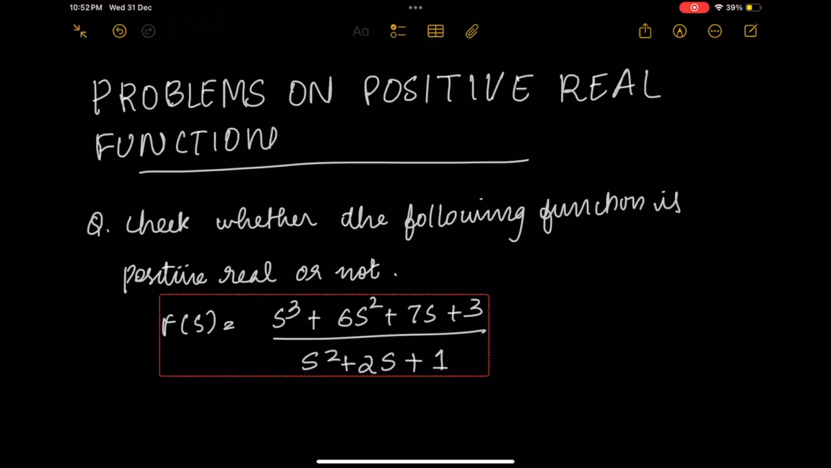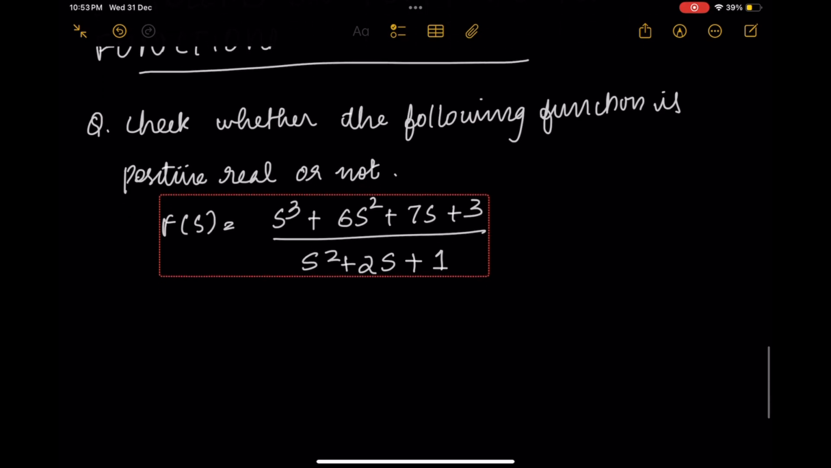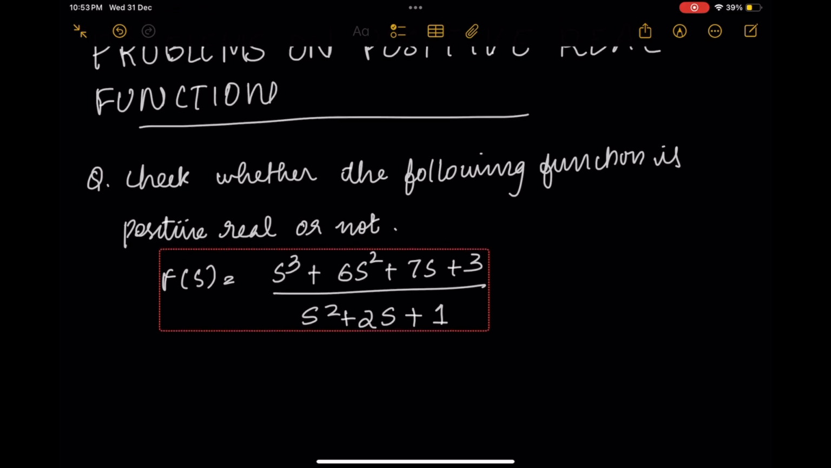Today we are going to discuss some problems on positive real function. We have discussed what is a positive real function and how to do problems. I've given you an example in our last class. In today's class we are going to discuss a more complex question, a polynomial of higher order.